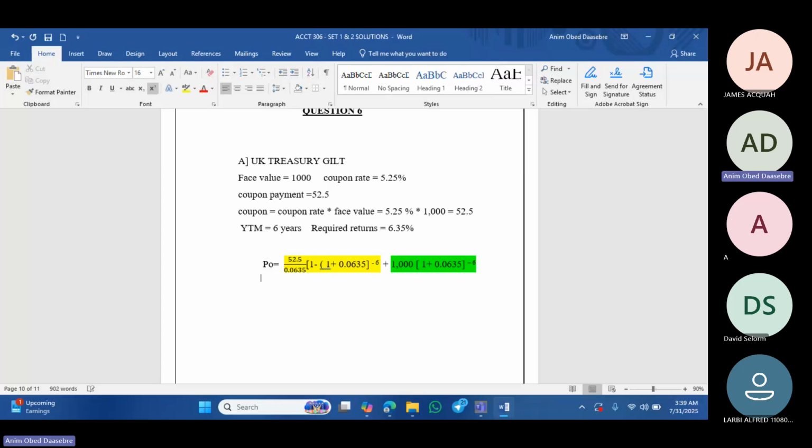So someone should punch the yellow one on the calculator in the figure, as well as the green one separately on the calculator in the formula. When you find a value, you punch them separately. If not, you are going to get a wrong figure because of the annuity and the present value. You punch them separately.